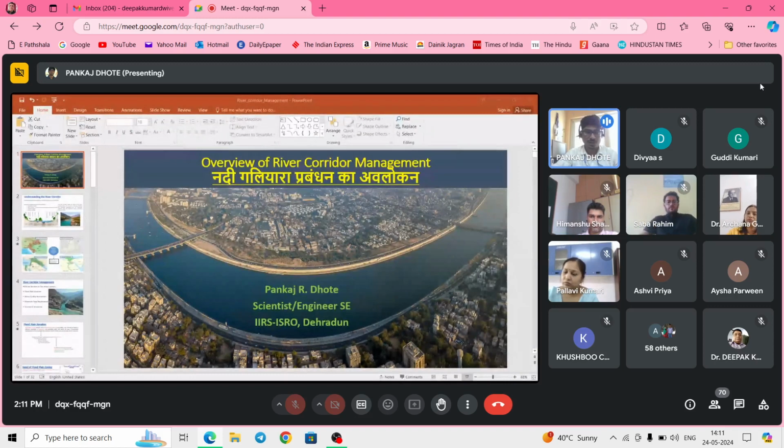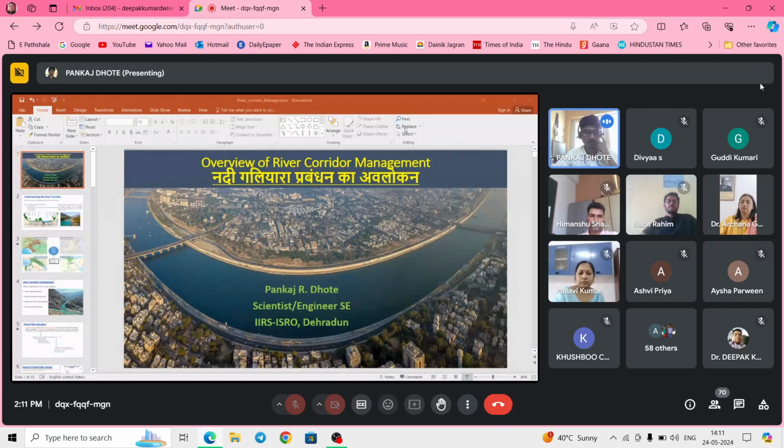I will try to show how satellite observation can be utilized in the context of river corridor management, more specifically the habitat suitability along the floodplain area of the river. So this is the overall overview of river corridor management.